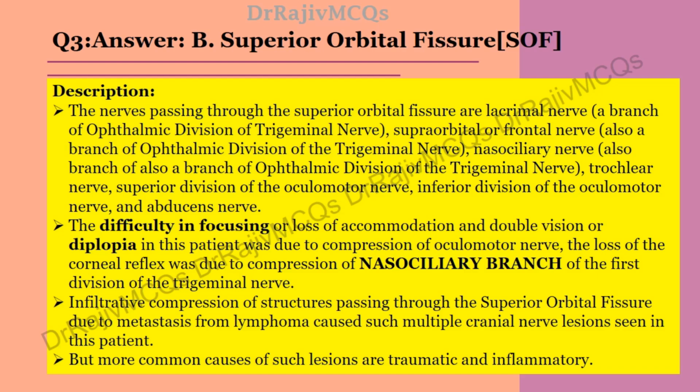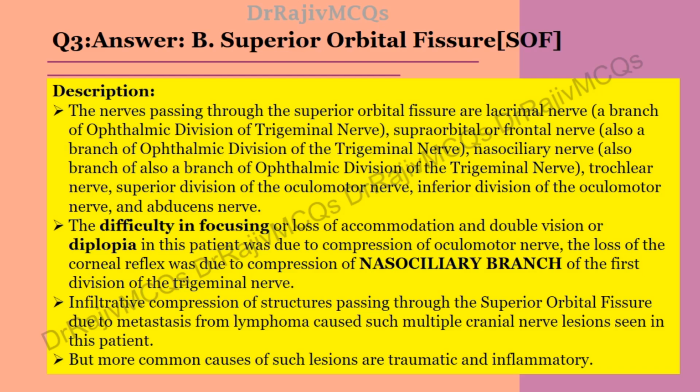The difficulty in focusing or loss of accommodation and double vision or diplopia in this patient was due to compression of oculomotor nerve. The loss of corneal reflex was due to compression of nasociliary branch of the first division of the trigeminal nerve. Infiltrative compression of structures passing through the superior orbital fissure due to metastasis from lymphoma caused such multiple cranial nerve lesions seen in this patient. But more common causes of such lesions are traumatic and inflammatory.